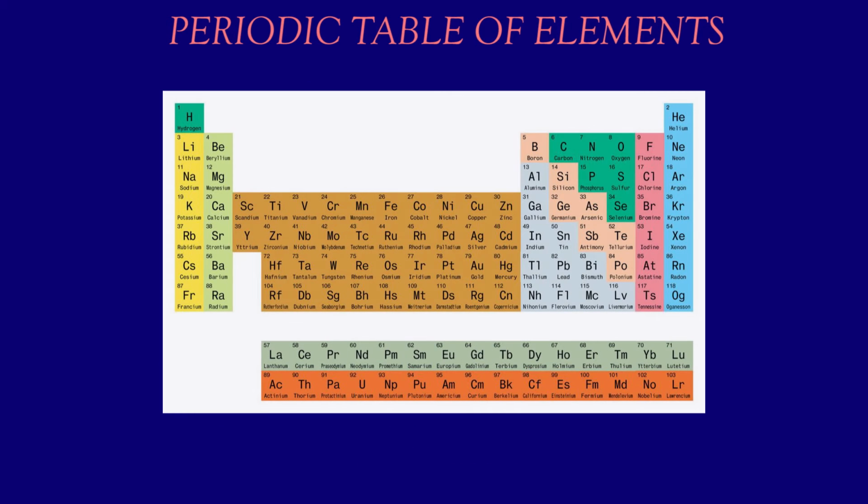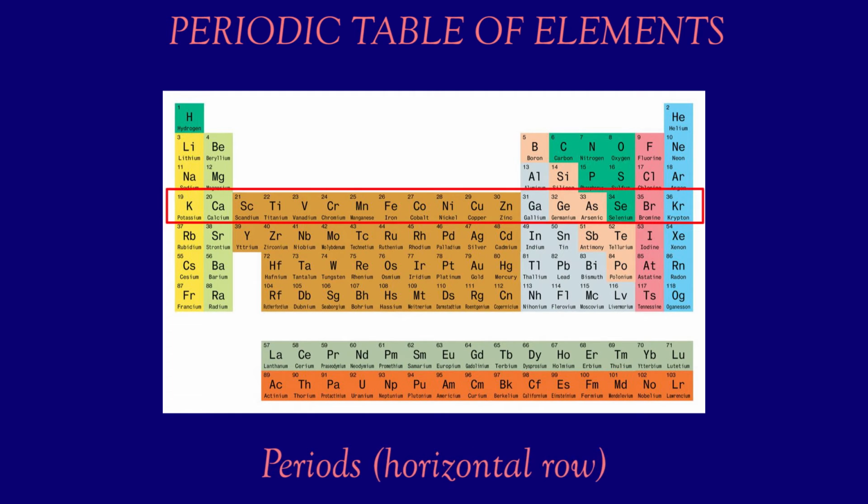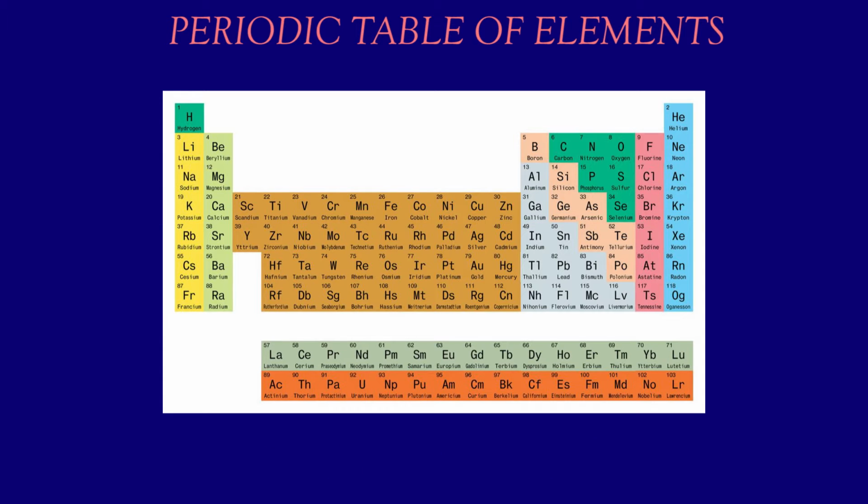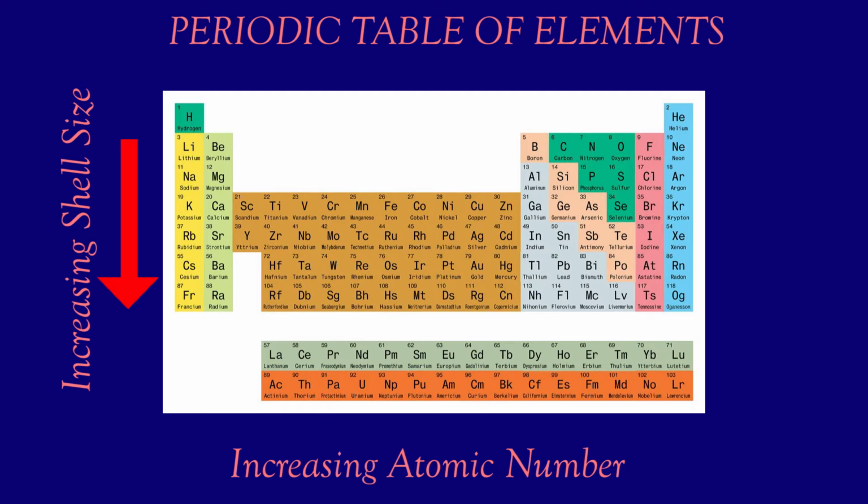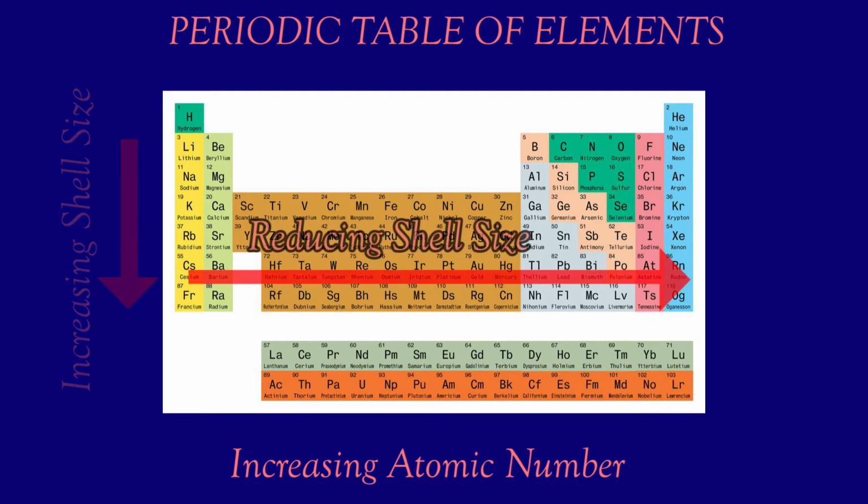Check out the arrangement of elements that can be shown. In each vertical row, we see a group. In each horizontal row, we see a period. Now, depending on the sizes of shells, by increasing the atomic number, the shell size increases as you go down in each group. Also, the shell size decreases as we move towards the right in each period.